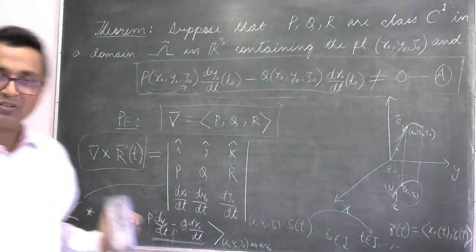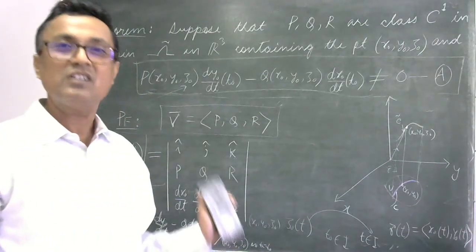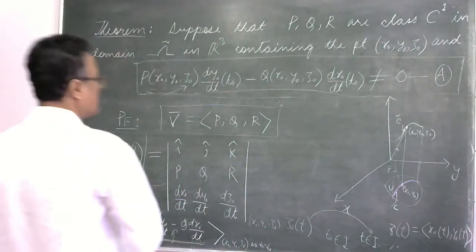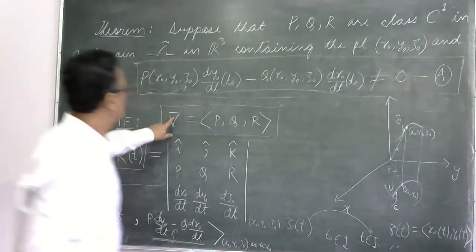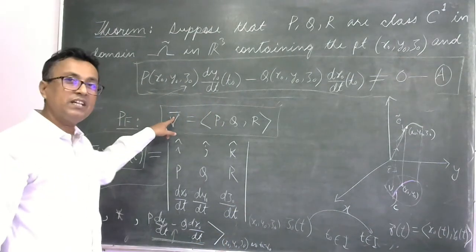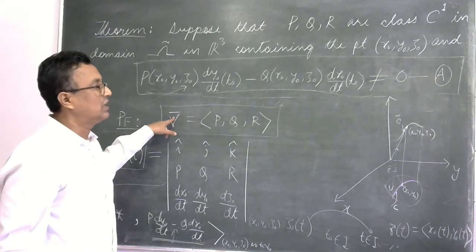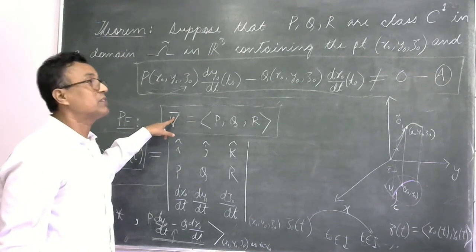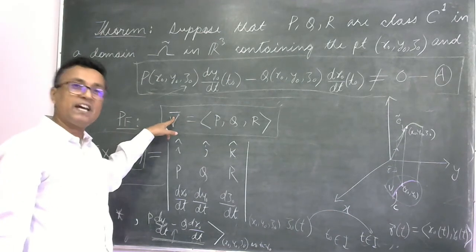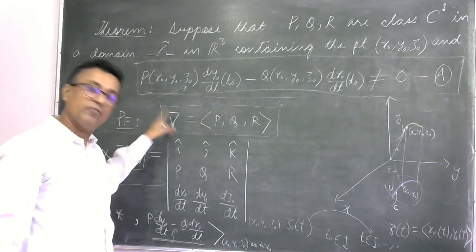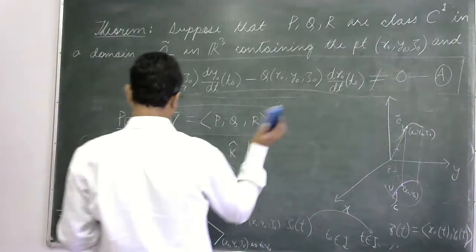Right? These two vectors are not parallel. So that means your V is not a tangent to the curve C tilde at the point x naught, y naught, z naught. Fine. Okay, so far so good.